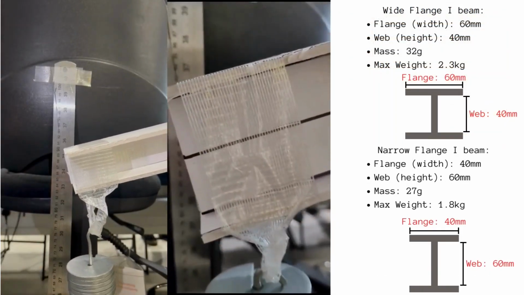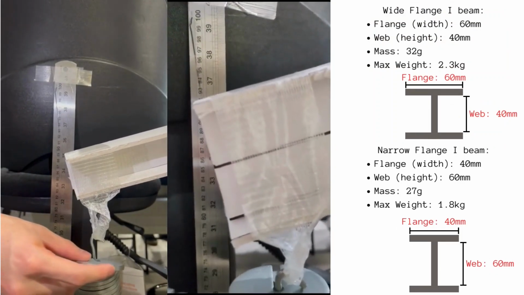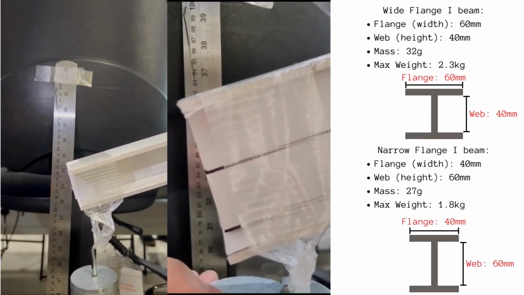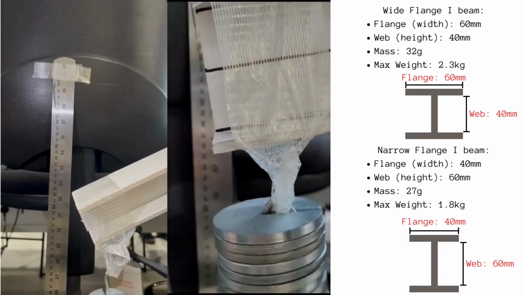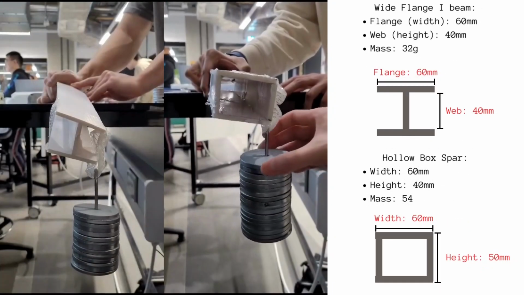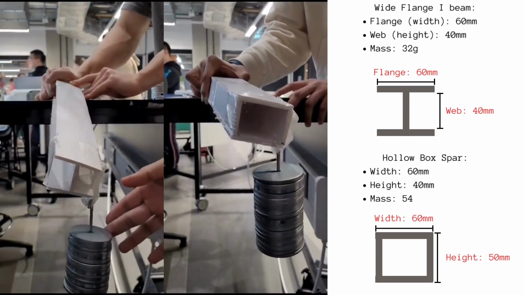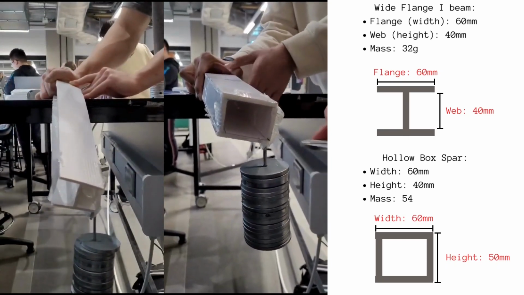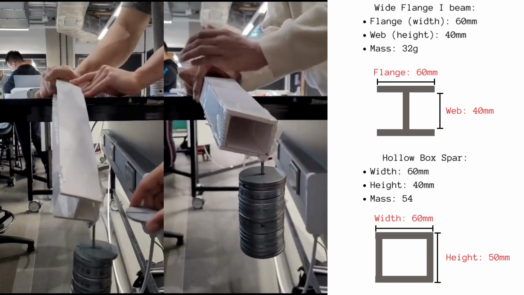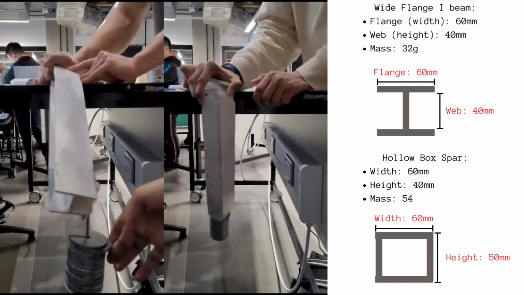Next, we tested a wide flange I-beam and a narrow flange I-beam. Looking at these results alone, we can see that the I-beam weighs less than a rectangular beam and can hold a similar load. However, if we compare an I-beam and a rectangular beam under a torsional load, we can see that the rectangular beam holds significantly more weight and is less likely to exceed the torsional compliance.